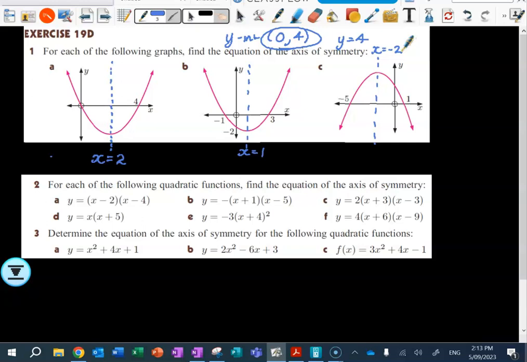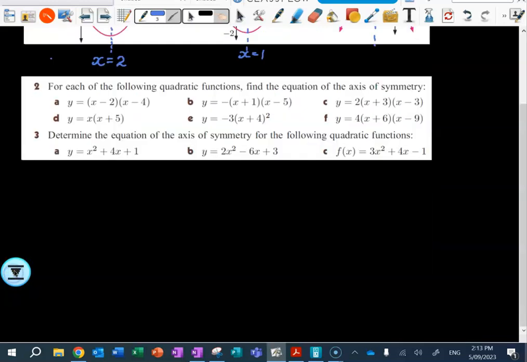So I don't know if you want to write that down or not. That's up to you. So now when we come to question number 2, it's nicely factorized. So instead of you having a diagram, they're telling you now, well, my x-intercepts are 2 and 4. So we can find the middle of 2 and 4, can't we? So that'll just be x equals 3 will be my axis of symmetry.